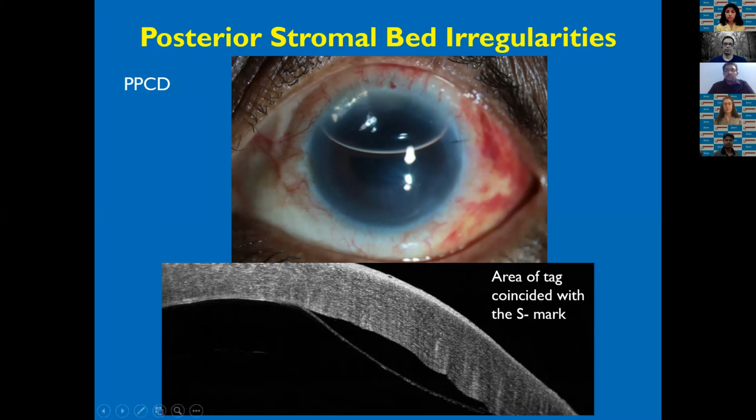In this particular case, there was one more reason for causing a detachment: the area of the S mark was coinciding with the area where we had that loose tag. Obviously, in the area where we have marked, the endothelium is not very healthy. It takes time to recover. So you can have focal detachments in those areas.